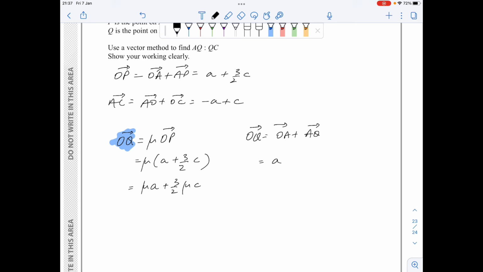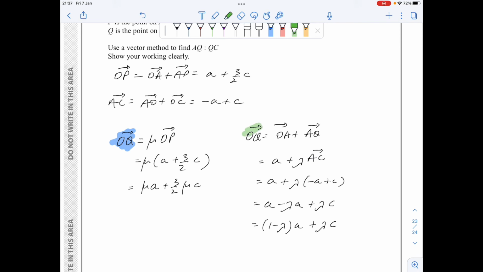OA is just A plus lambda times AC. So this is equal to A plus lambda times minus A plus C. Let's expand: A minus lambda A plus lambda C. And I'm going to factorize the coefficient of A. So I get 1 minus lambda A plus lambda C. And this was the green path.